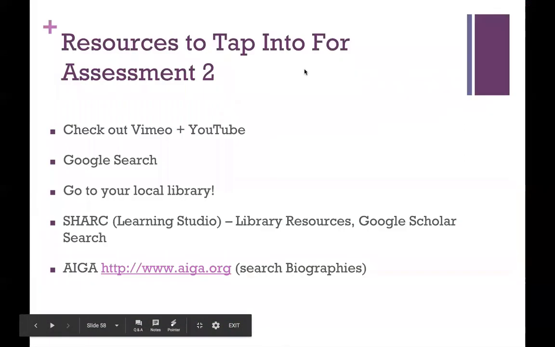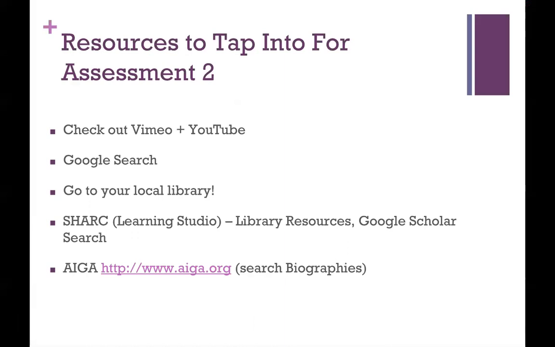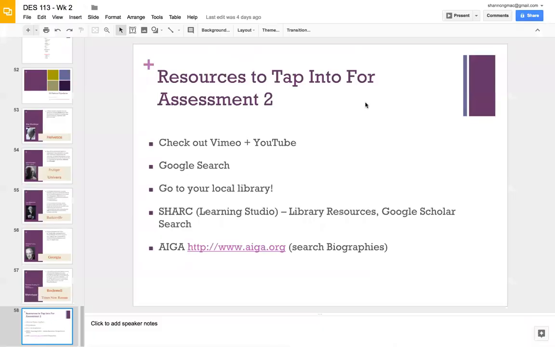All right, so resources to tap into for assessment 2. Check out Vimeo and YouTube. Try to find some videos. Again, I'll post that PBS link to see if you can watch that Helvetica movie. Do a Google search. Go to your local library. Your local library may also have that Helvetica movie for you to rent. You can use the library resources, or use Google Scholar Search, and then AIGA, which is a search for biographies. And that's my last slide.